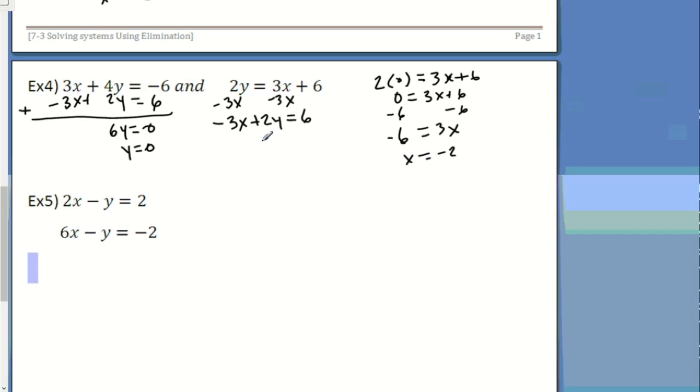So where do these cross? These cross at negative 2 comma 0. Got it? Not too hard, right? So what was the key here? Get the x's and the y's lined up together.